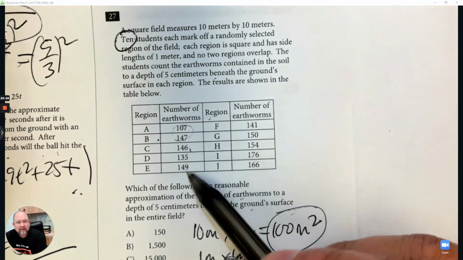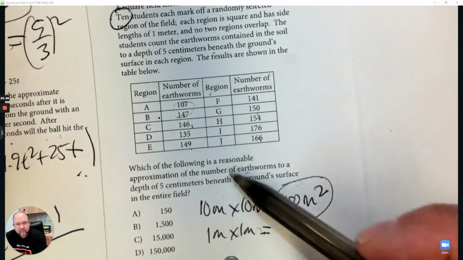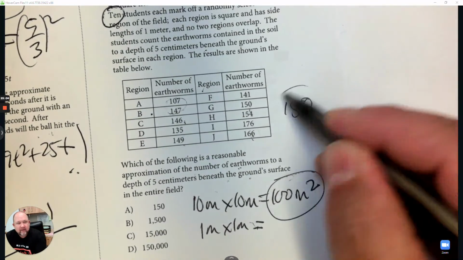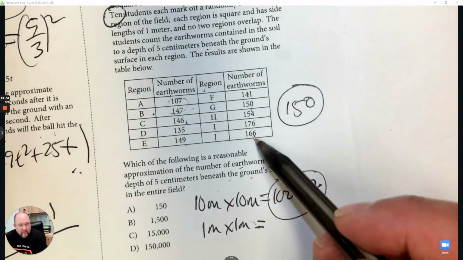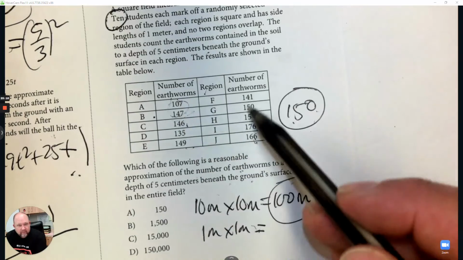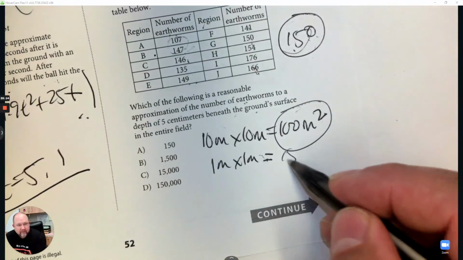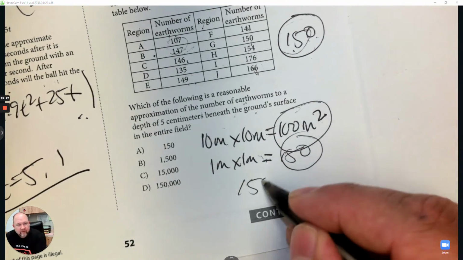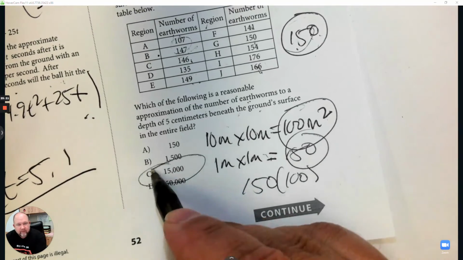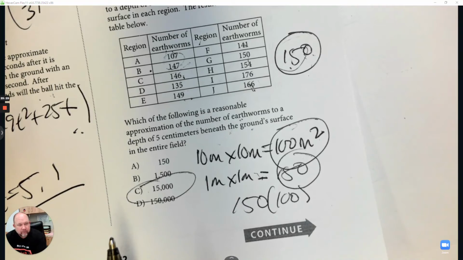And then how many do they have? So if you look at it, it seems like on average they all found about 150. If I look at all the numbers above and below, 150 would be a good center number to go by. So if I went 150 times the 100, that's how many worms there'd be in total.